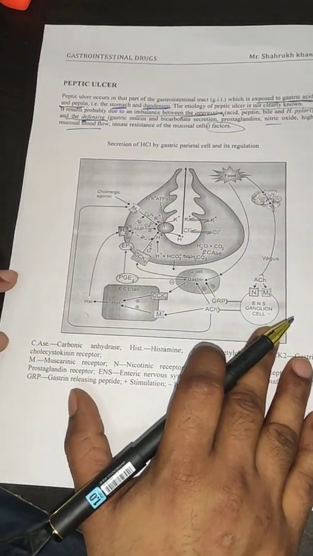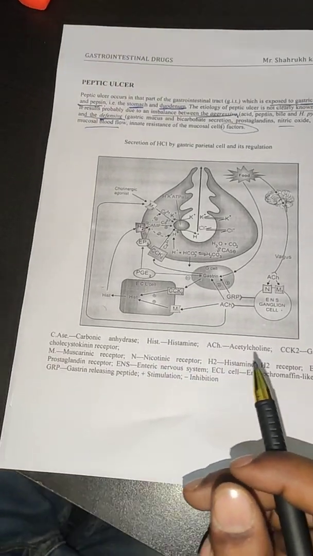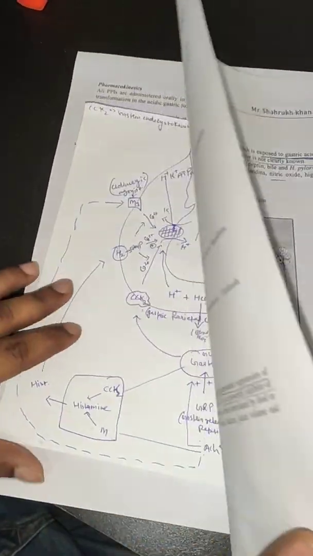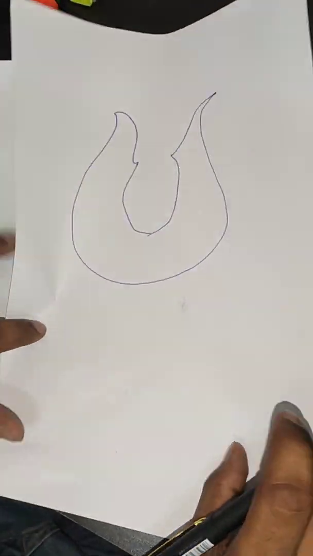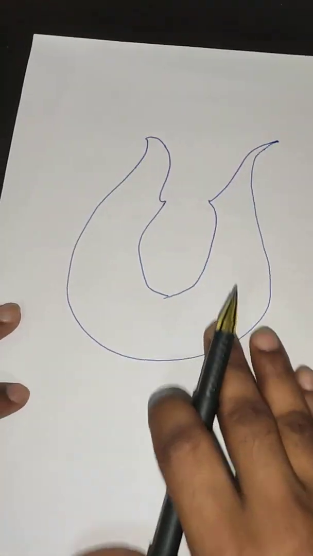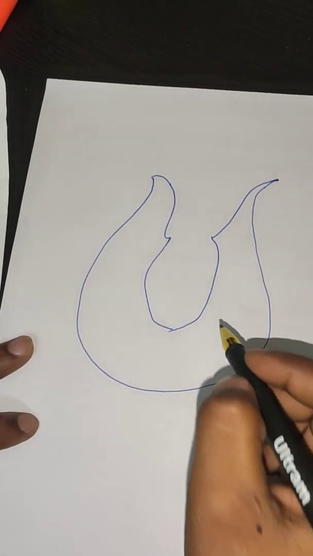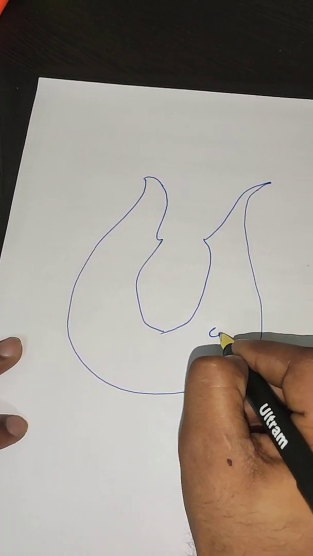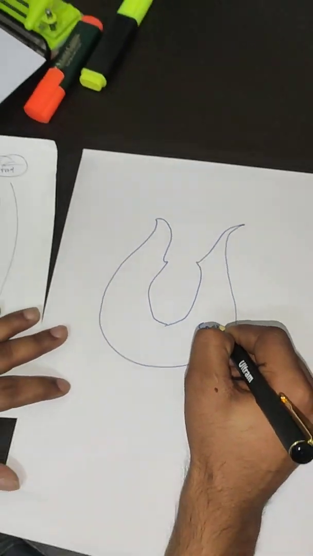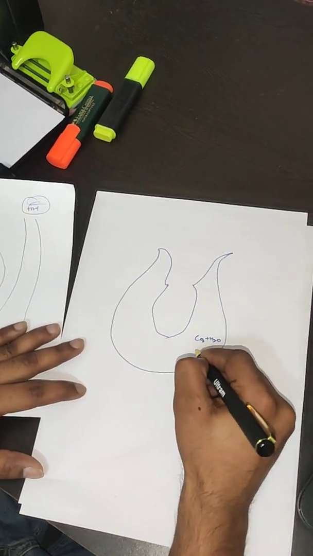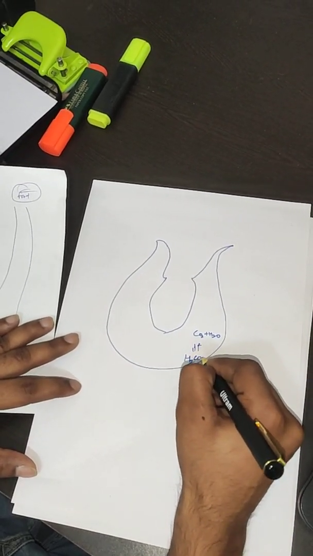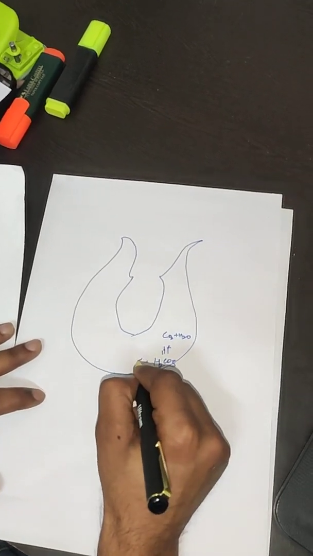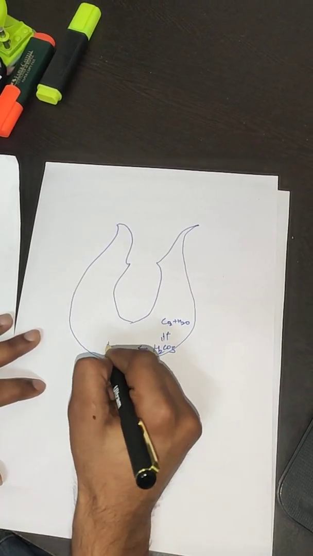Now understand how HCl is secreted in the gastric parietal cell. So this is the phenomenon. This is our gastric parietal cell, where first of all carbon dioxide plus water make H2CO3, and that is converted into H plus ion.